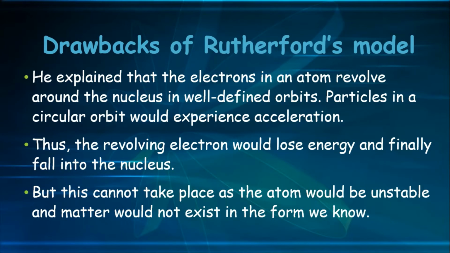Drawbacks of Rutherford's model. He explained that the electrons in an atom revolve around the nucleus in a well-defined orbit. Particles in a circular orbit would experience acceleration. Thus, the revolving electron would lose energy and finally fall into the nucleus. But this cannot take place as the atom would be unstable and matter would not exist in the form we know.